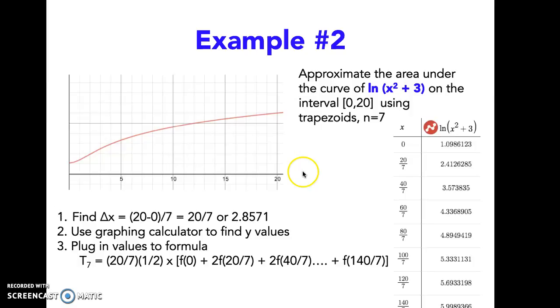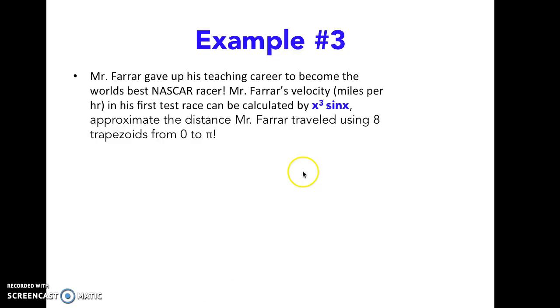And then we're going to plug in the values to the formula. 20 divided by 7 times 1/2 times f of 0 plus 2f of 20 over 7, and so on, plus f of 140 divided by 7. And we get T sub 7 equals 85.1243. Let's move on.